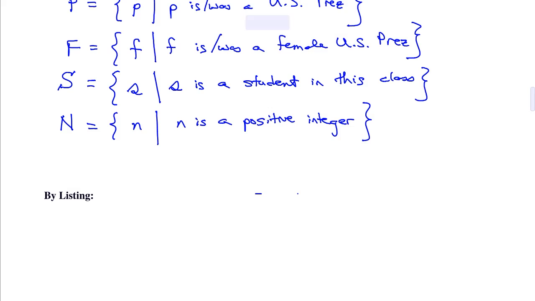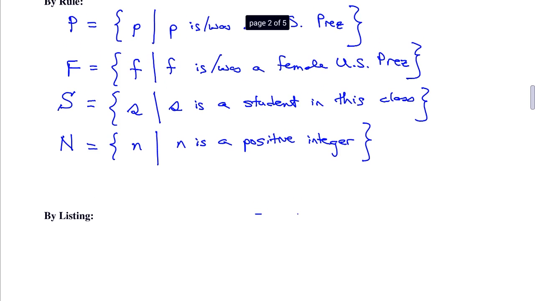Next would be by listing. When you do a listing, you just list each element that's in the set if you can. If you can't, you do some dots and call it good. So let's do each of these sets again, but now let's do them by listing. So P would be the set of, and we'll just try to do this in order, GW, George Washington.